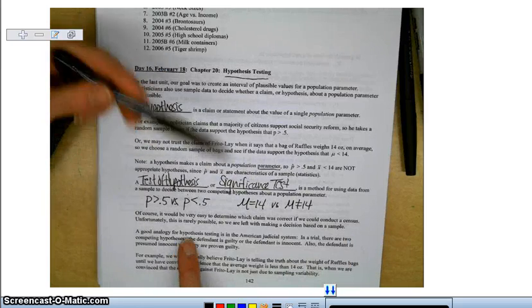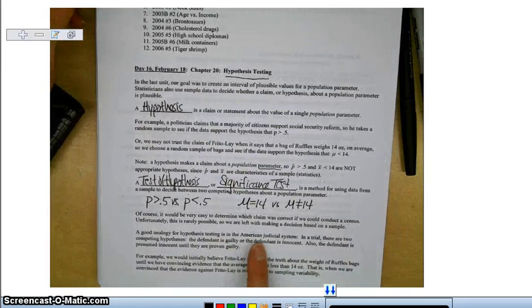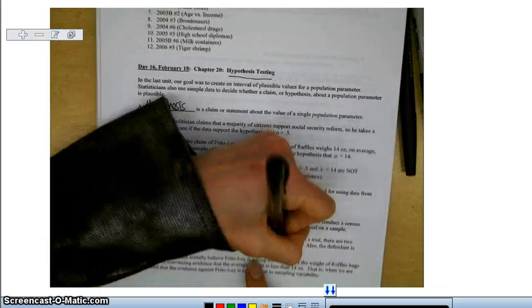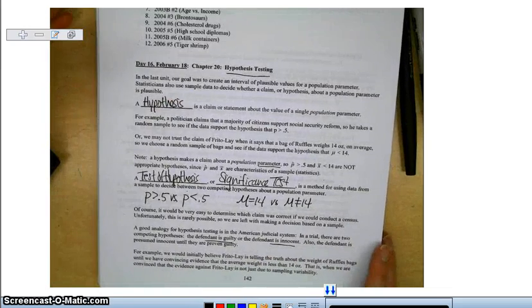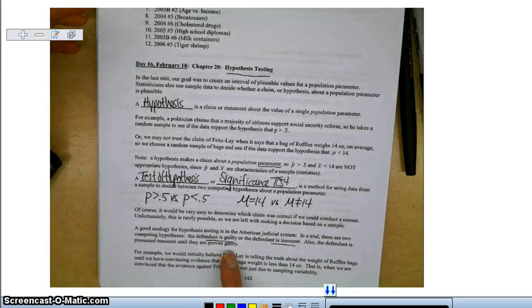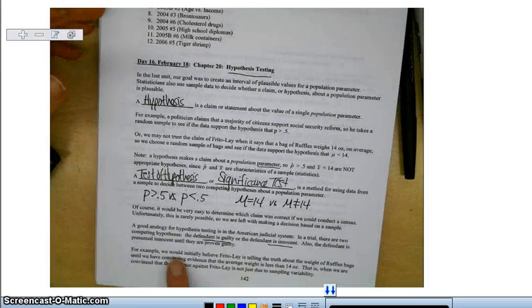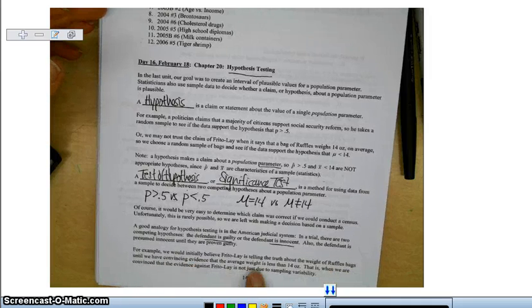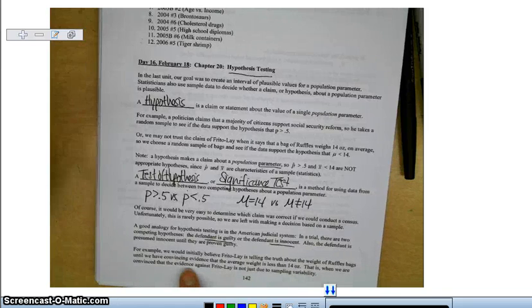A good analogy for our hypothesis testing is in the American judicial system. In a trial, there are 2 competing hypotheses. The defendant is guilty or the defendant is innocent, or what we say not guilty. Also, the defendant is presumed innocent until they're proven guilty. So, for example, we would initially believe Frito-Lay is telling the truth about the weight of Ruffles bags until we have convincing evidence that the average weight is less than 14 ounces. That is, when we are convinced that the evidence against Frito-Lay is not just due to sampling variability.